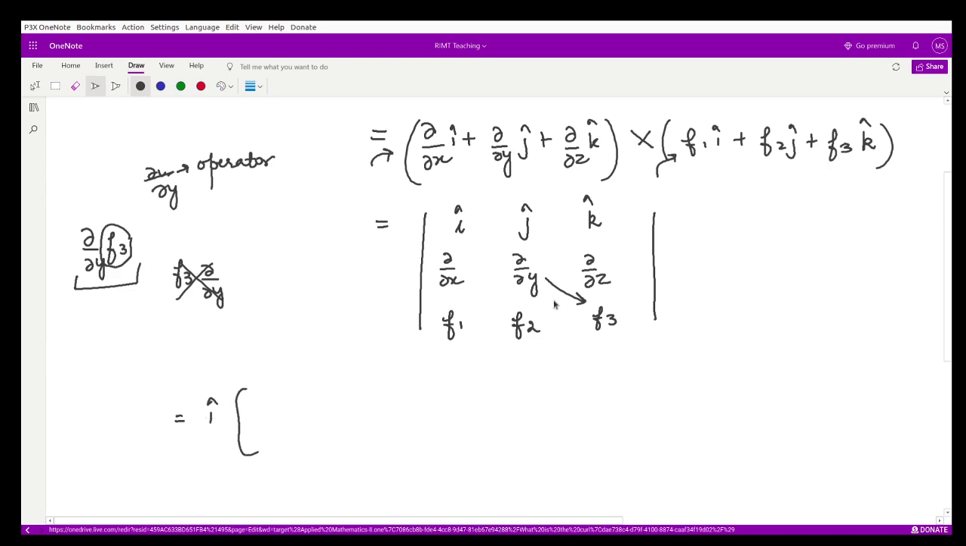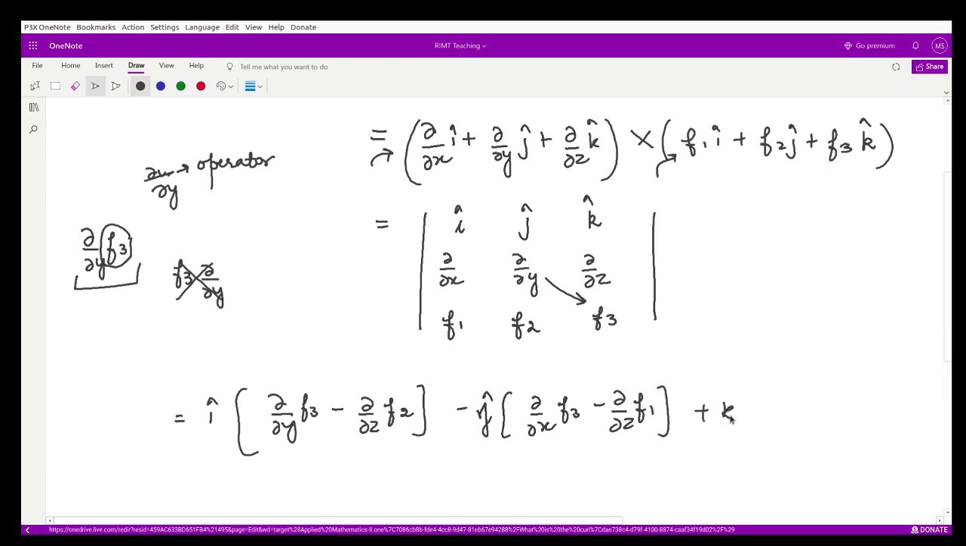So for i cap, when you multiply these two quantities, it would be del by del y of f3 minus del by del z of f2. Then the component for j, we have minus j cap, then del by del x of f3 minus del by del z of f1, and then plus k cap of del by del x of f2 minus del by del y of f1. So this is the curl of a vector f.